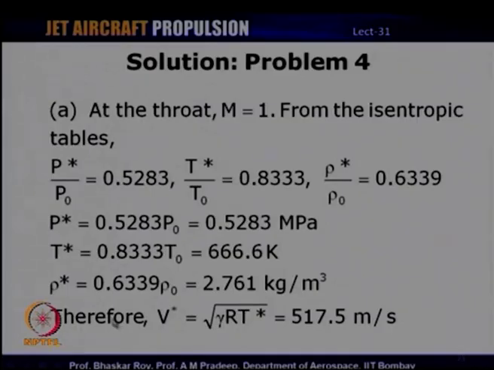So, we can also calculate the velocity at the throat, because Mach number is 1. Velocity at the throat will basically be equal to the speed of sound at the throat, that is square root of gamma R T, where T is equal to T star. And so, if we substitute for gamma, R and T star, which we have calculated, we can calculate the velocity at the throat as 517.5 meters per second. So, this is the velocity at the throat, which is also the speed of sound at the throat, because Mach number is 1.